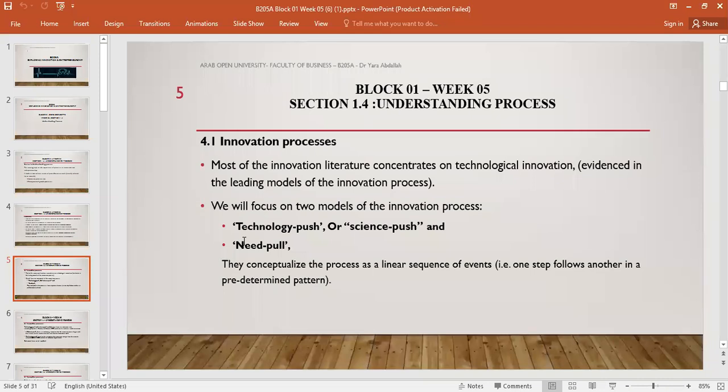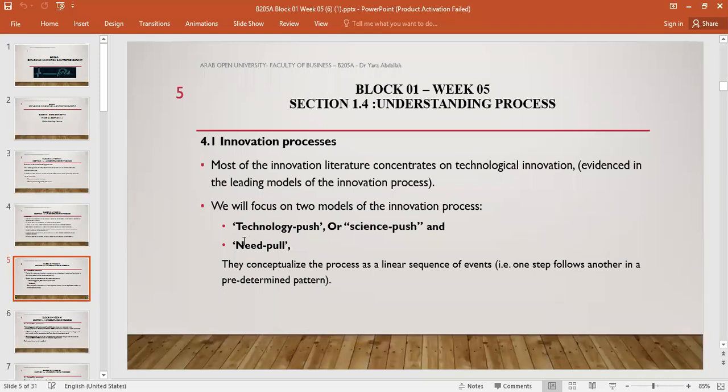Thus, they try to develop a new technology without detecting if there is a need for this technology in the market or not. Thus, they go into the lab and try to come up with a lot of ideas and invent new technologies, and then they try to sell this technology to the market. And this is the old concept.